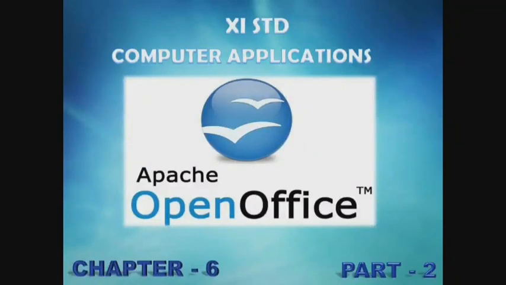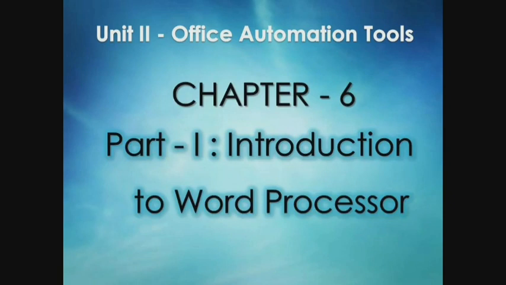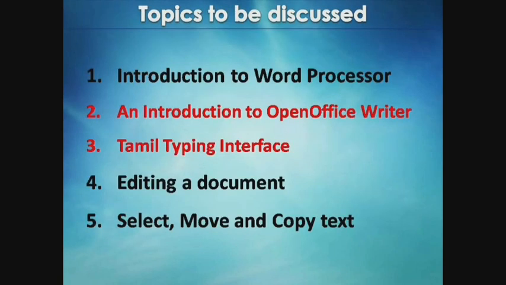Good morning students. Now we are discussing chapter 6 from unit 2, that is office automation tools. Under this chapter we have been discussing part 1, that is introduction to word processor. In previous class we had discussed what is word processor and how do we create a new document in OpenOffice Writer. In today's class also we are going to discuss some more concepts from the introduction to OpenOffice Writer and the third topic, Tamil typing interface. Okay students, let us start today's session.